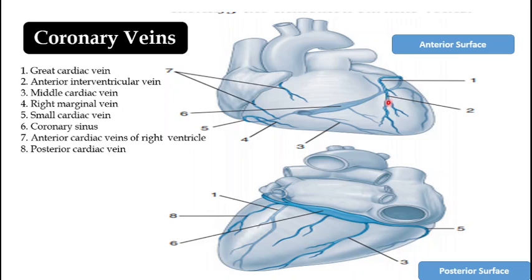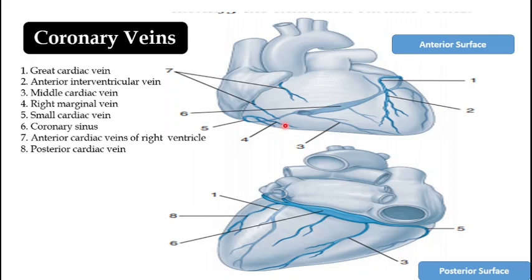or the great cardiac vein, from the middle cardiac vein, from the posterior cardiac vein, and from the small cardiac vein. So these are the veins which are draining directly into the coronary sinus, and their deoxygenated blood from the coronary sinus drains into the right atrium.